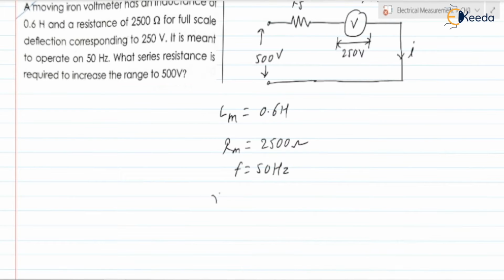So what is the XL? It is equal to 2 pi f into LM. So it is 2 into pi into 50 into 0.6, so it will be 188.5 ohm. This is the XL we are having. XL is 188.5.